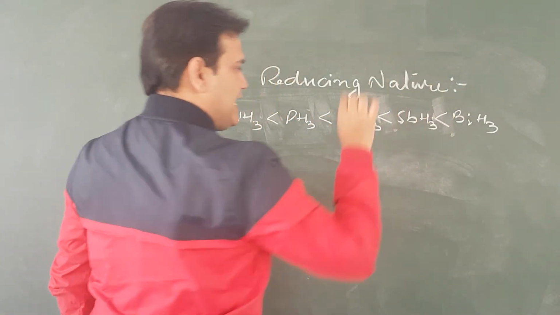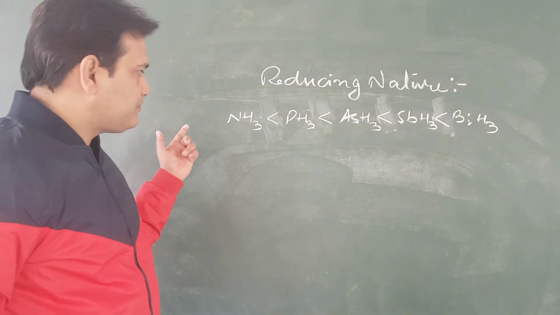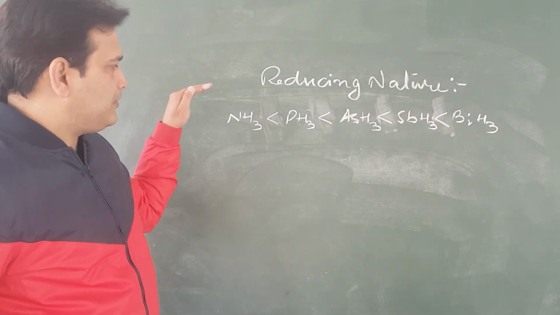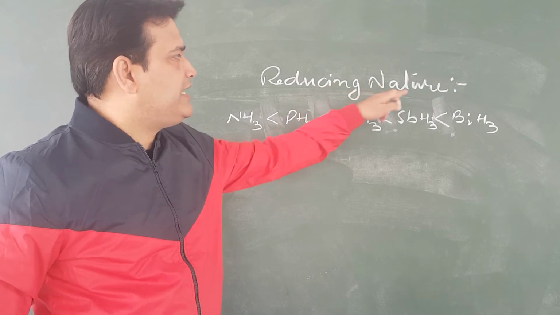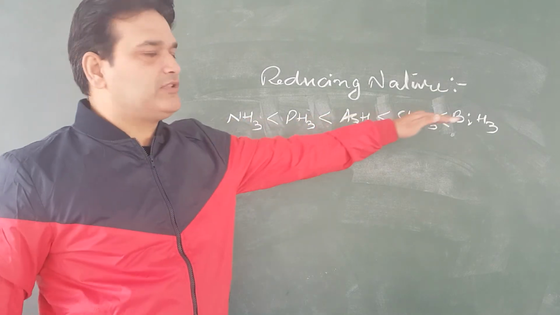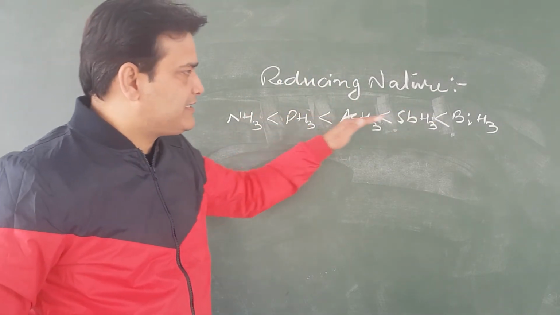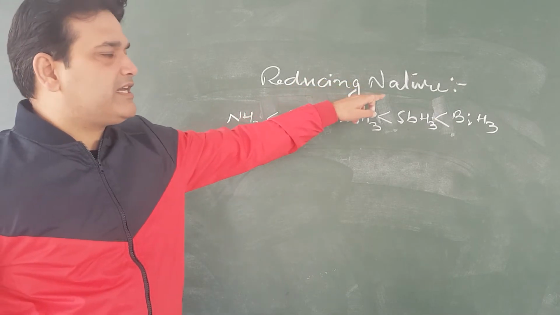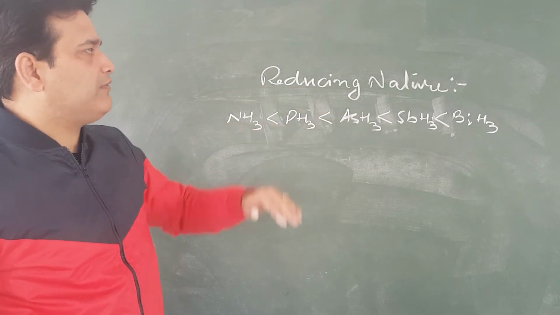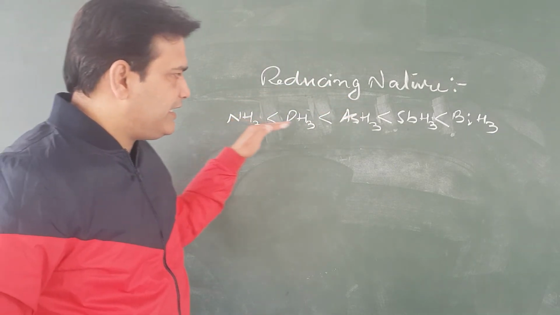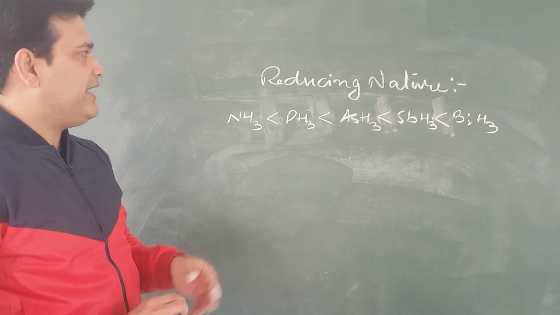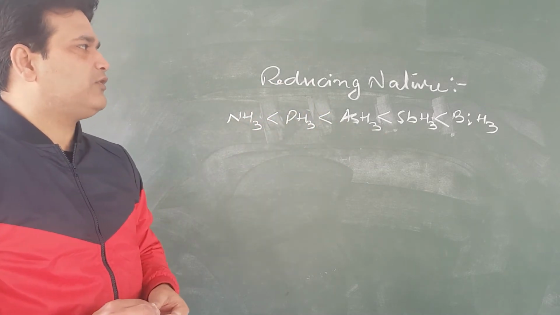And what is the explanation? What is the cause of the increasing reducing nature down the group? Because thermal stability decreases down the group. Reducing nature is just a reverse, or the reciprocal, of the thermal stability. So reducing nature increases down the group. This is the explanation why reducing nature increases down the group.